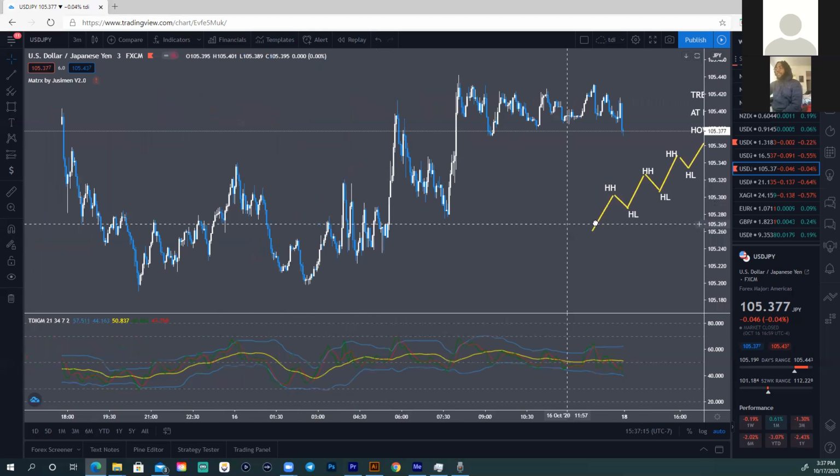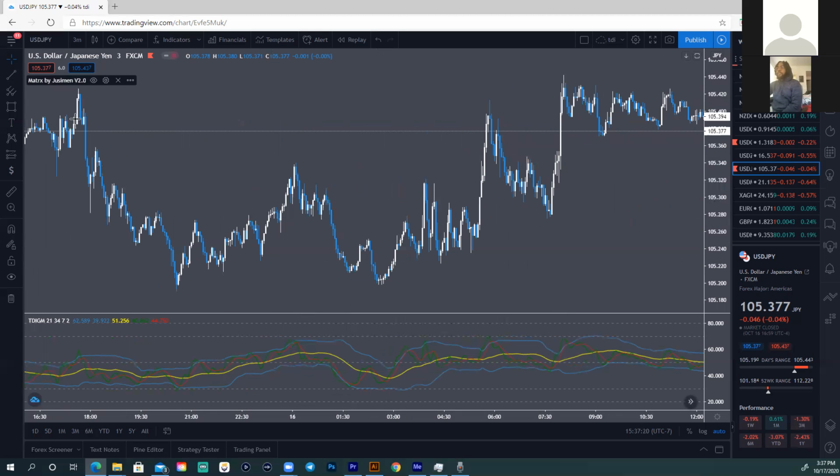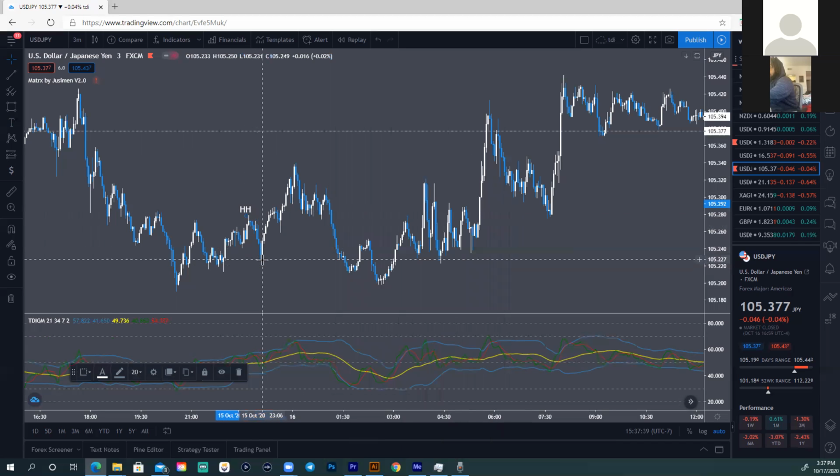All right. If I had to point out an uptrend right now, what do we see here? You see higher high, right? You see higher low. You see higher high.